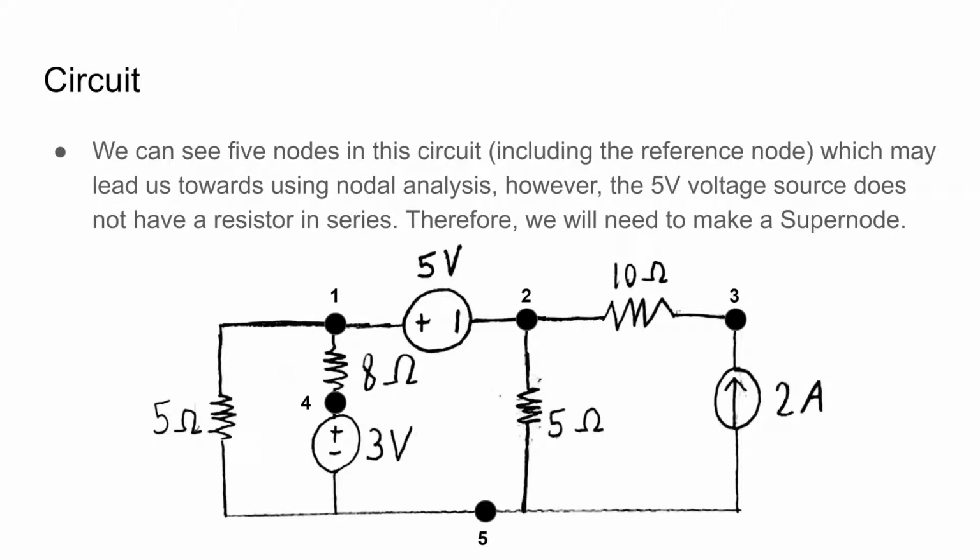In the circuit below, we can see there are 5 nodes, including the reference node. This may lead us to use nodal analysis. However, we will notice that the 5 volt voltage source does not have a resistor in series. Therefore, we will need to combine nodes 1 and 2 to make a supernode.